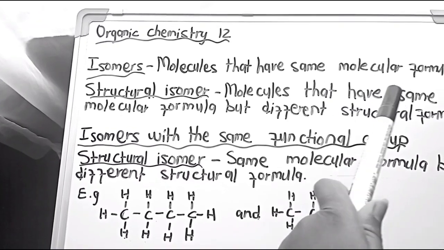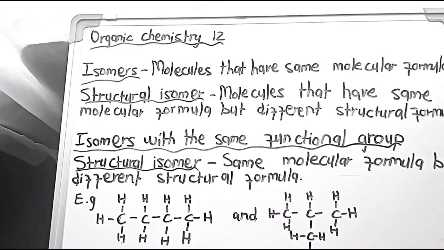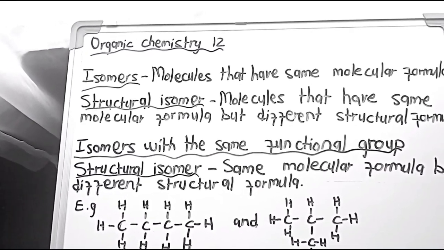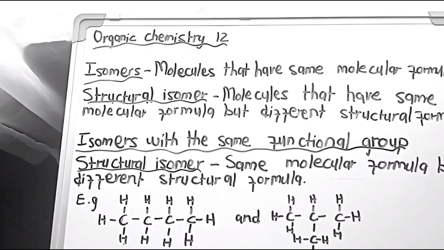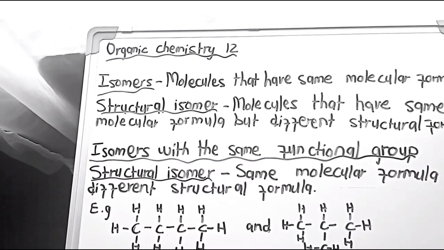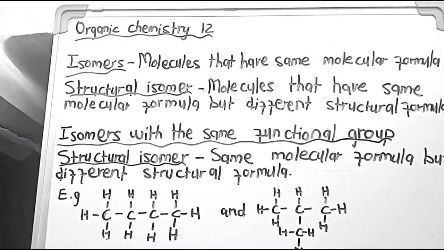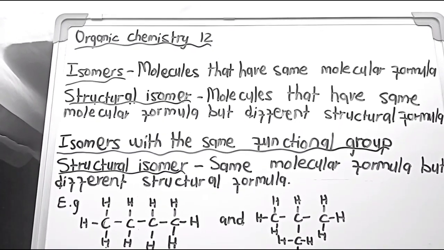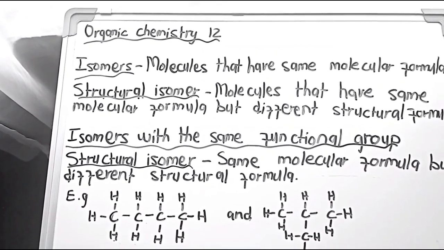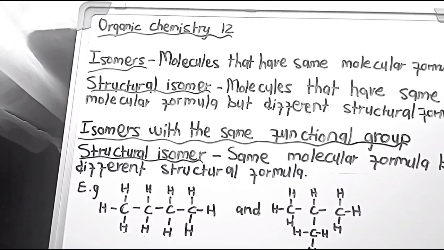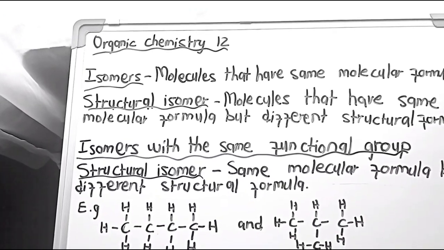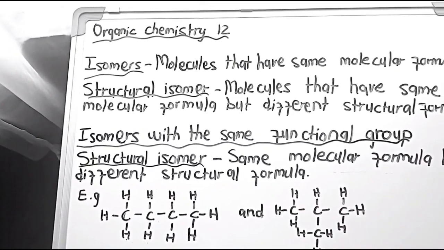But what is a molecular formula? The molecular formula shows the number of atoms of each element in the molecule. Moving forward, we have structural isomers. Structural isomers are molecules that have the same molecular formula but different structural formulas. It means the molecular formula is the same, but the structures are different.